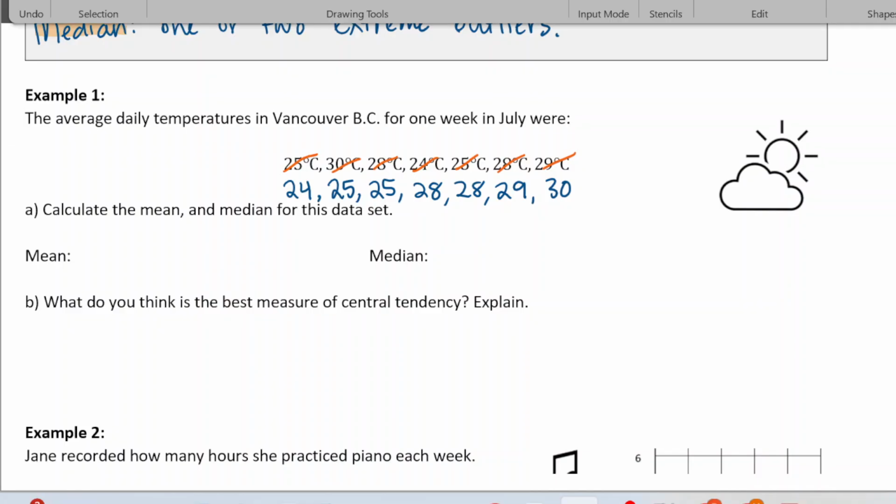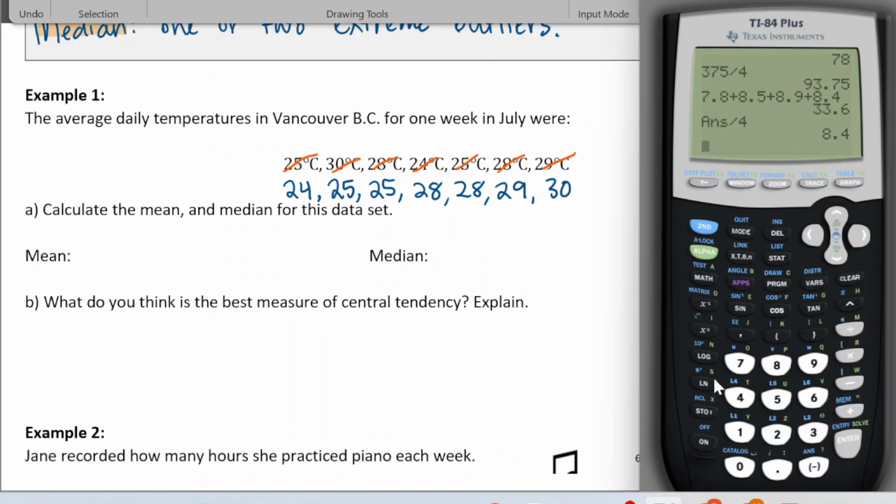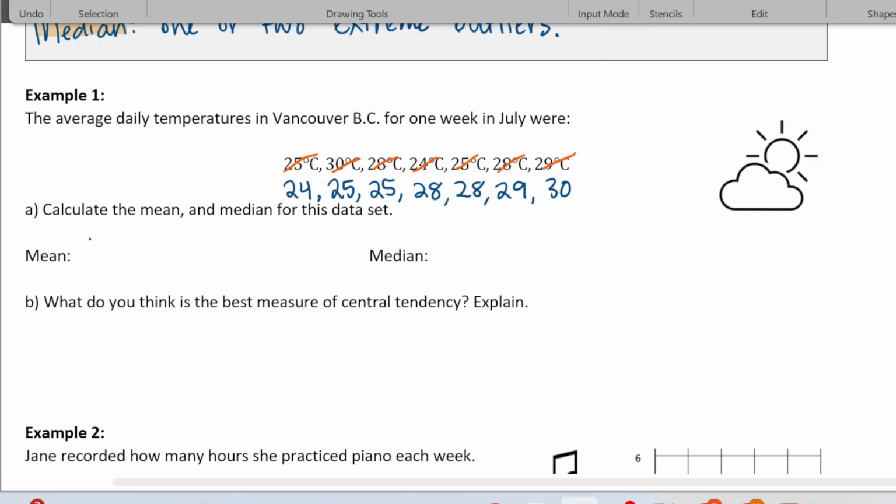So let's calculate the mean. I'm going to add up all these numbers. I'll just do that on my calculator. Okay, so I have 24 plus 25 times 2 plus 28 times 2 plus 29 plus 30. 189, I'm going to divide that by 7. I get 27. Okay, median is just the middle number. So I like to just cross things off until I get to the middle. It's 28.